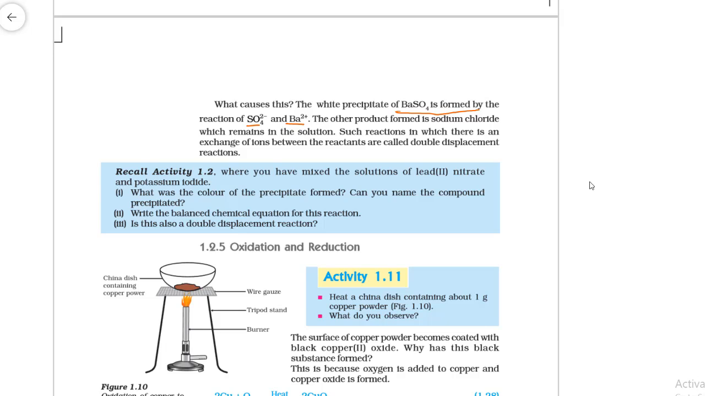So actually what happens here is there is an exchange of ions between the reactants, and this reaction we are going to call what? Double displacement reaction. Displacement reaction is nothing but the highly reactive element displacing another element, and double displacement reaction is nothing but ions being exchanged between the reactants.